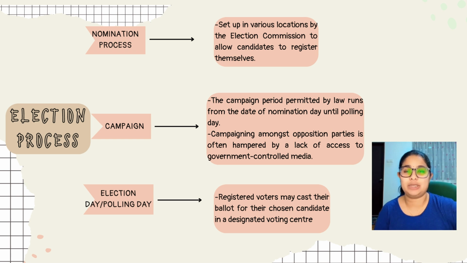Third is the election day process. On election day, registered voters may cast their ballot for their chosen candidate in a designated voting center. These voting centers are typically schools or community centers which have been procured for that day. All activities in the school are suspended for that day. Holidays are also declared in states where election day does not fall on a weekend to allow maximum turnout.